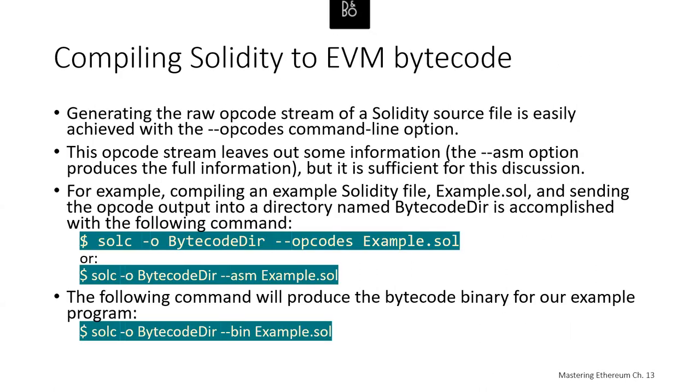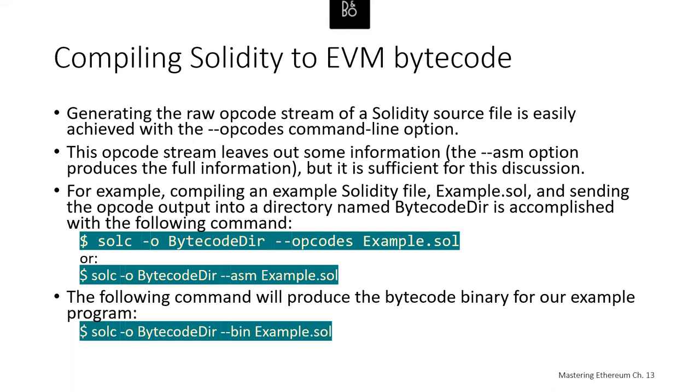So let's talk about compiling a Solidity source file to EVM bytecode. There are several different ways to do this. For example, we can use the Remix compiler. You can use the Solidity compiler on the command line, solc, and so on. Generating the raw opcode stream of a Solidity source file is straightforward to do. If you're using solc, you can use the opcodes command line option to do it. The opcode stream will leave out some information, so if you want to get all the information, you should use the ASM option.